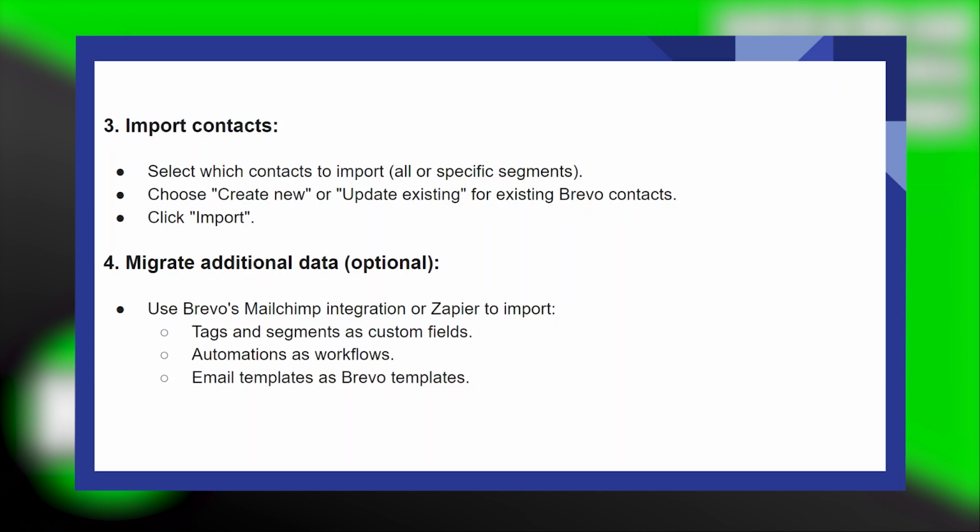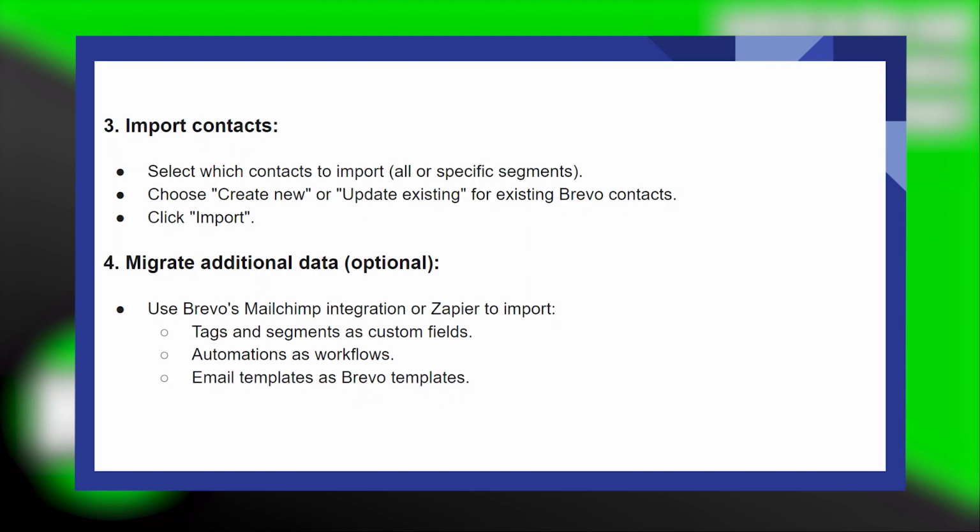Number 3. Import contacts. Select which contacts to import, all or specific segments. Then choose Create New or Update Existing for existing Brevo contacts. After that, click on Import.